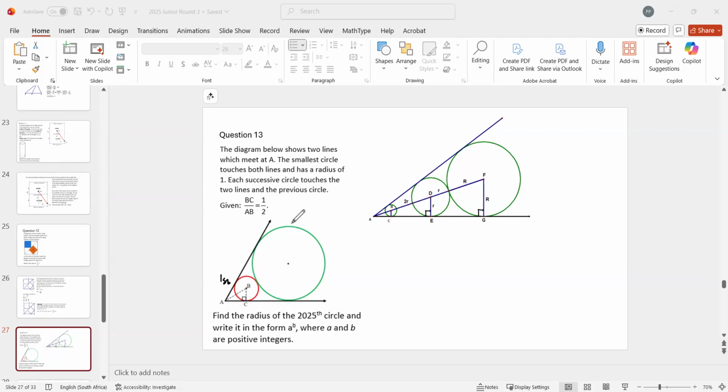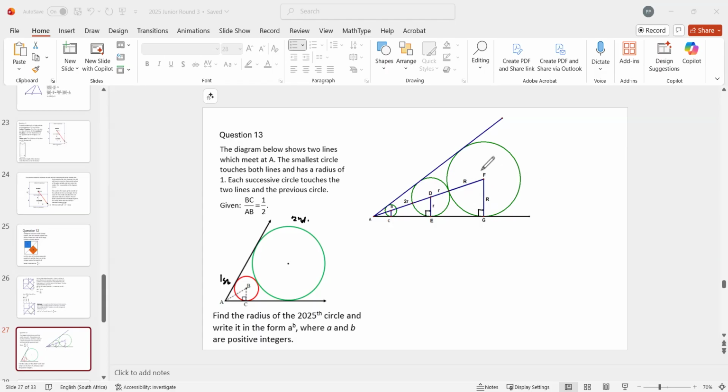This red one is the first. This is the second circle, and so on in the third circle. What I do here is I don't look at just this. I take a random circle with radius r, and I construct another circle which touches this, touches that, and touches that.